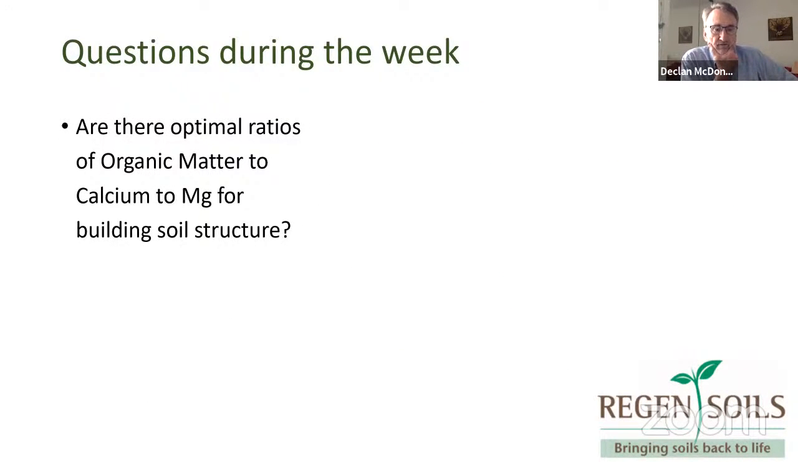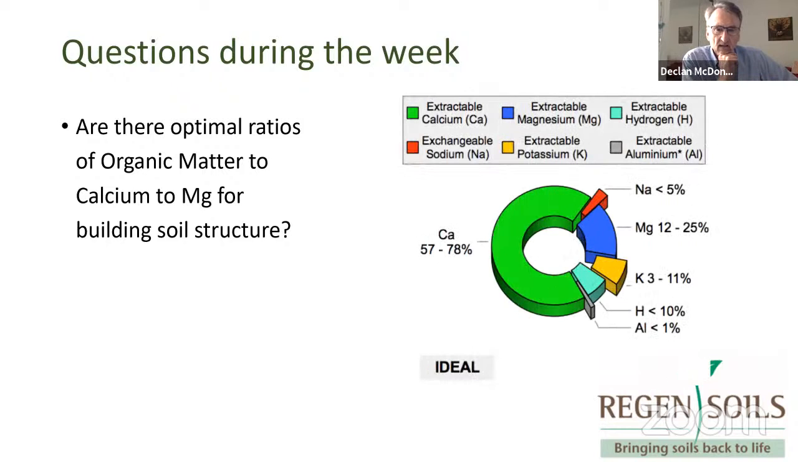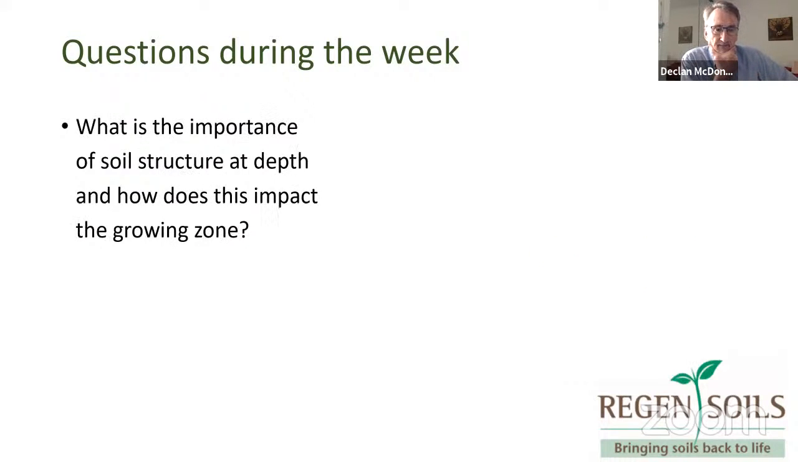Are there optimal ratios for organic matter to calcium to magnesium for building soil structure? So you'll recall last week we talked about the calcium magnesium ratio and the importance of it for soil structure. Organic matter really just trumps everything. So there aren't optimal ratios for organic matter to calcium. Basically, the more of it, the better in simple terms. Click on. Yeah, that was just the graphic that we talked to last week. Next slide.